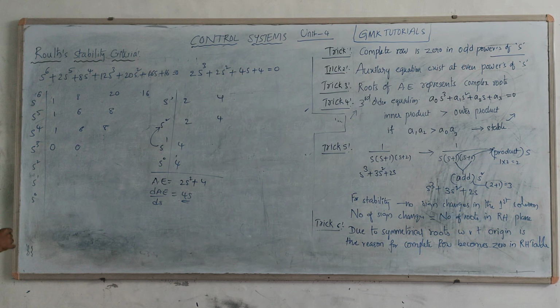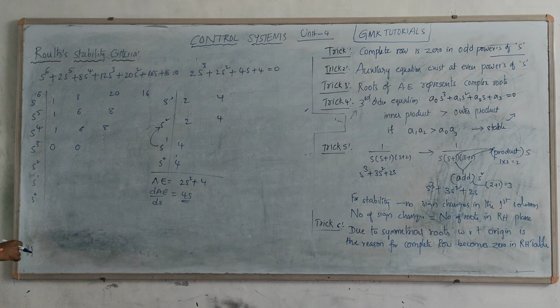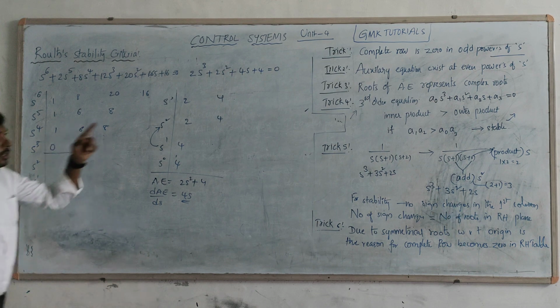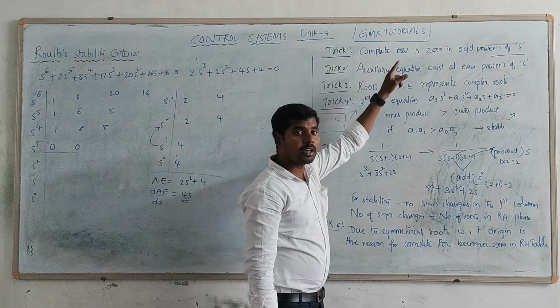Okay. So that means here s cube, what is the coefficient? S cube coefficient, this is the odd coefficient, only 2 possible. Next one, this is complete. If you observe this equation, this complete row is 0. Two values 0 means that the complete row is 0. So a complete zero row exists only in odd powers of s. That is also trick number 1. The complete row is 0 only in odd powers of s.